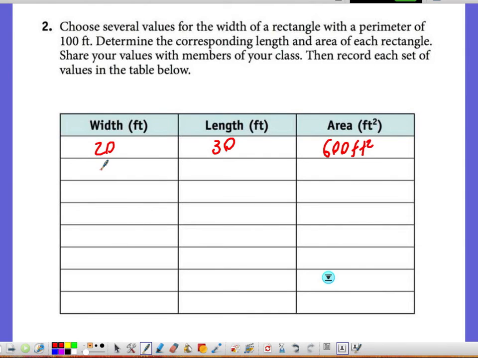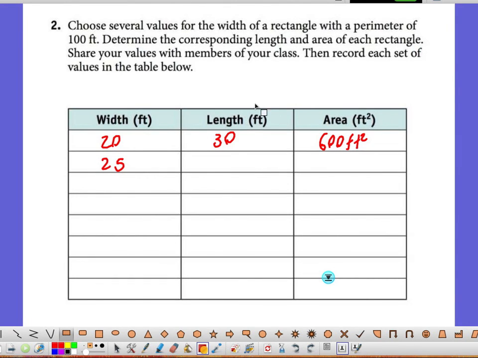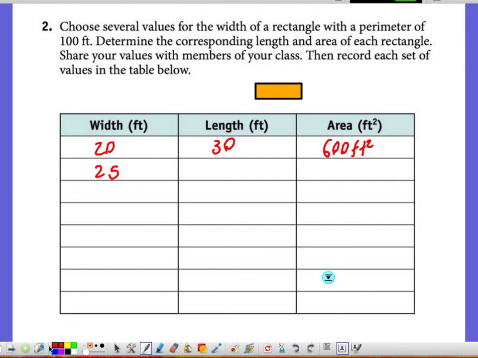Let's do another example. Let's go ahead and give 25 a shot. Okay, 25. And again, it helps if we draw a diagram here. So if we say that the width is 25, that means the other side is 25. So out of 100 total feet, I used already 50. And that means that I'm going to have 50 feet left over, which has to be divided by 2. And so it turns out that my length is going to be 25 as well.